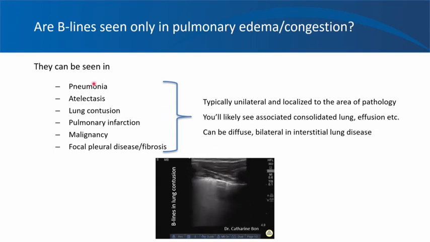B lines can be seen in pneumonia, they can be seen in atelectatic lung or the collapsed lung, or they can be seen with lung contusion in a trauma patient, or they can also be associated with pulmonary infarction or a pulmonary mass, or if the patient has focal pleural disease or fibrosis. But typically most of these causes are unilateral and localized to the area of pathology.